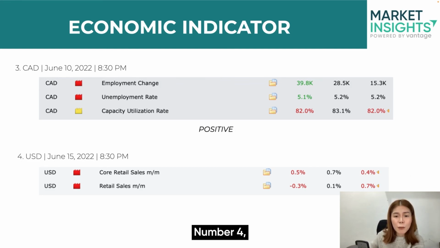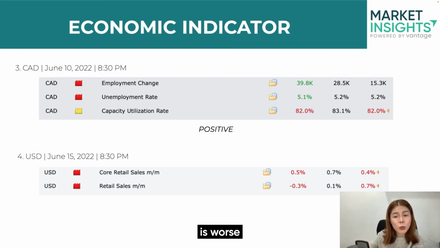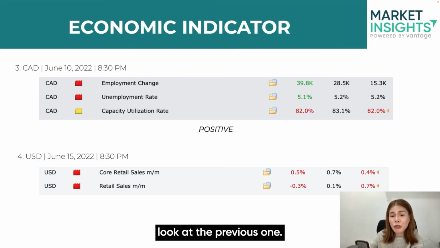Number 4, both US data, retail sales. One headline retail sales and one core retail sales. Both of them are red in color, meaning the actual is worse than the forecast. But let's take a look at the previous one. The previous is 0.4%, the actual is 0.5%, meaning the core retail sales still increased by 0.5% in comparison to last month. Although it is short of the forecast, it's still an increase nonetheless.